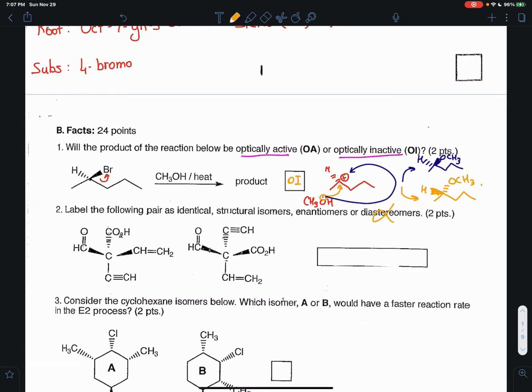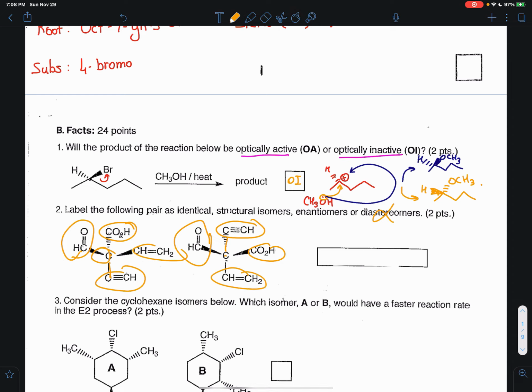Now, let's see if they can be structural isomers. Remember, a structural isomer has a different connectivity. Looking at this one, I have a carboxylic acid here, connected to a carbon. I have my alkyne right here, C triple bond CH, and it is right here in the other one. They both connect to a carbon, which makes sense. Then I have my aldehyde right here, connected to a carbon, which makes sense. And lastly, I have my alkene right here, also connected to my carbon. So it also cannot be a structural isomer because all of my connectivity is already the same.